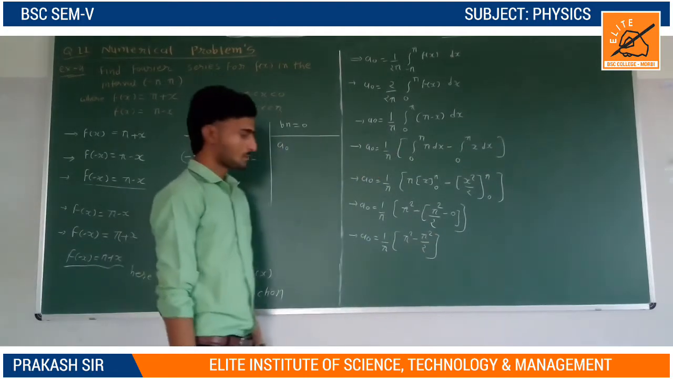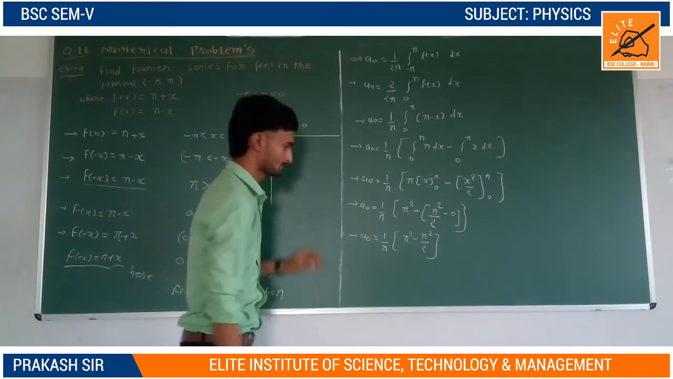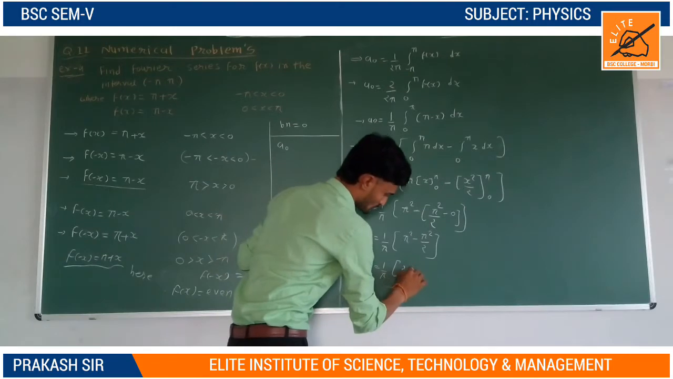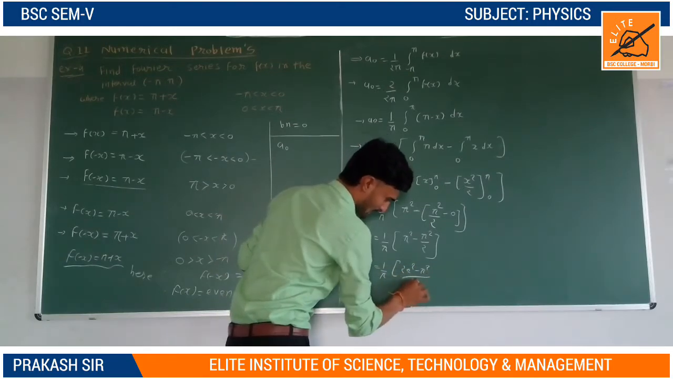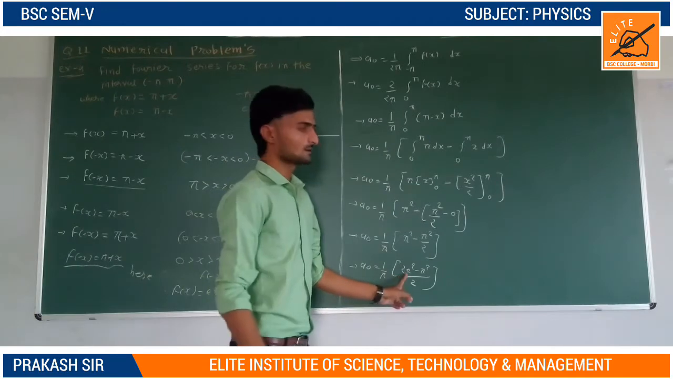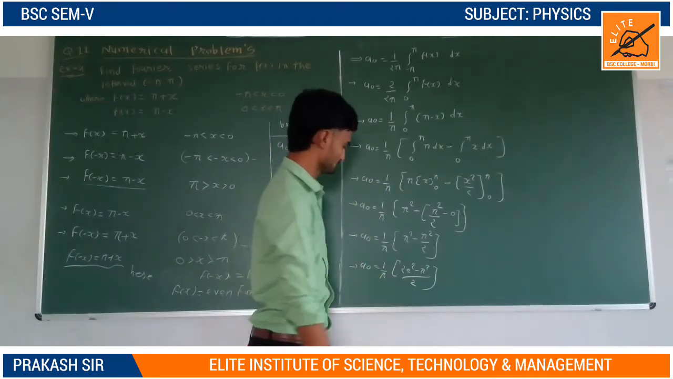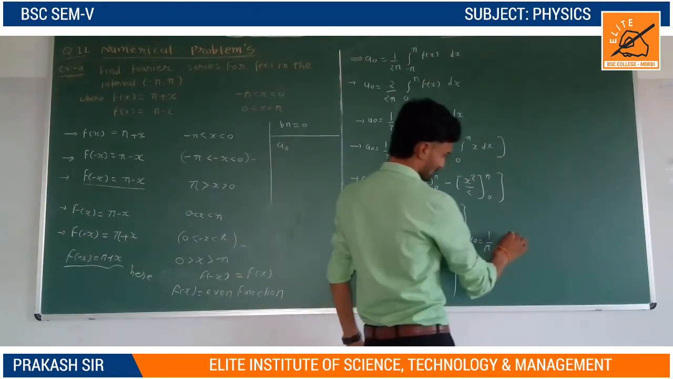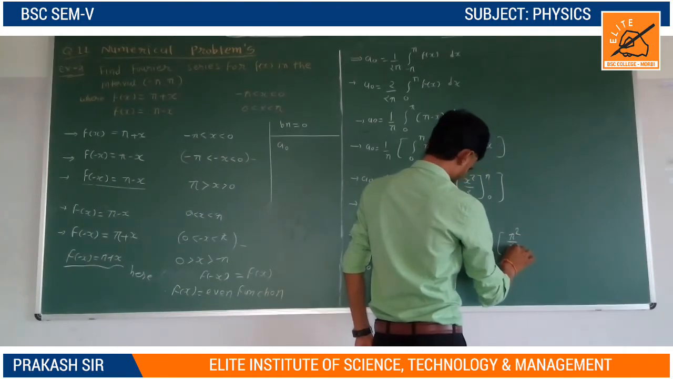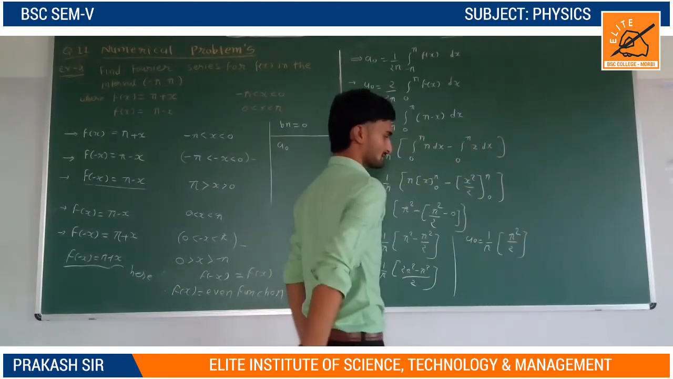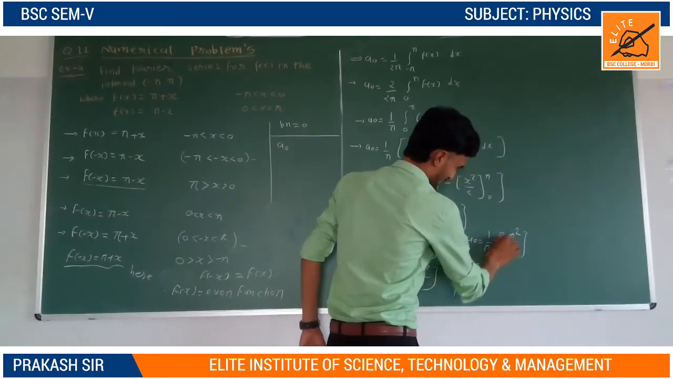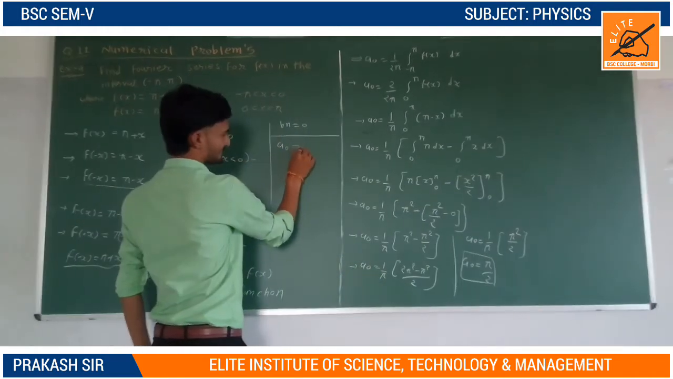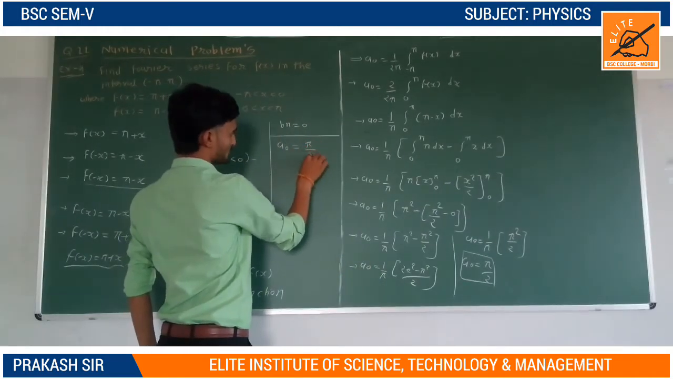Here 2 is the multiplier: 1 upon pi, 2 pi square minus pi square by 2, so 2 pi square minus pi square gives pi square. So a0 is equal to 1 upon pi, pi square by 2. Pi cancels. So a0 is pi by 2. So put the value of a0 as pi by 2.